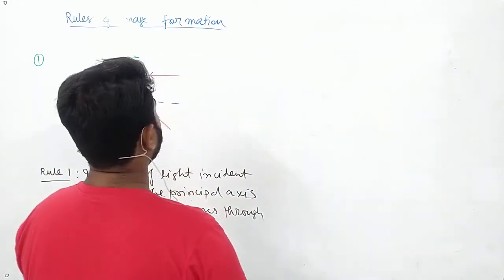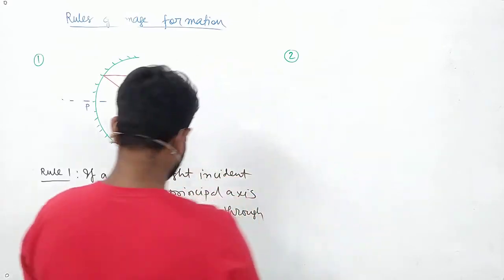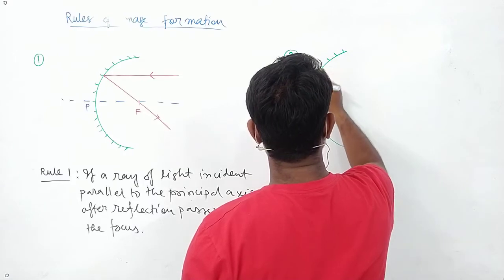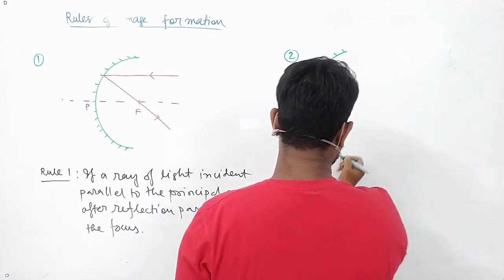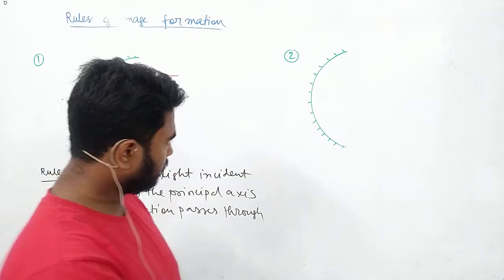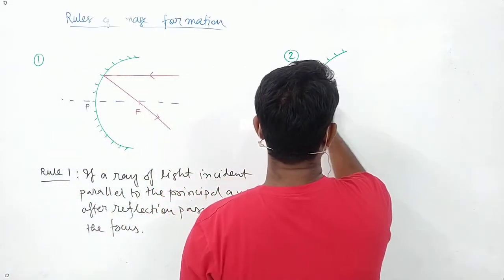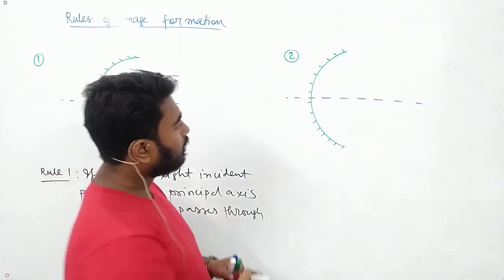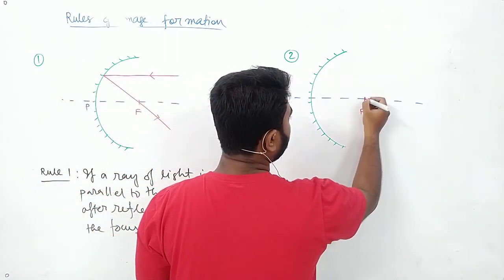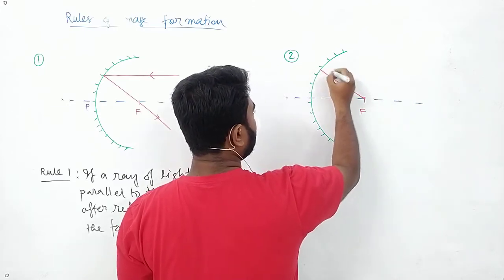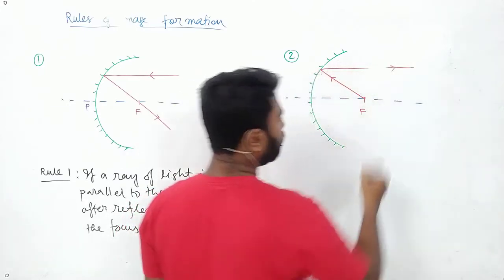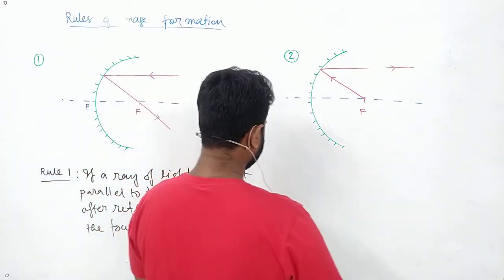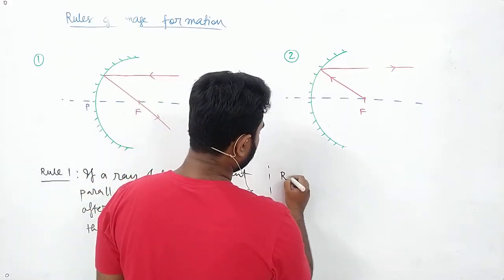Okay, rule number 2. Suppose you again have a concave mirror. Now in this case, suppose the rays of light are emerging out from the focus. We know this one. What will happen if a ray of light emerges out from the focus? It will pass parallel to the principal axis. So remember rule number 2.